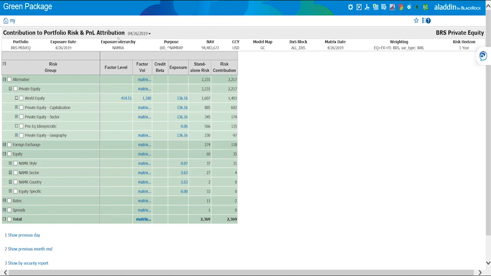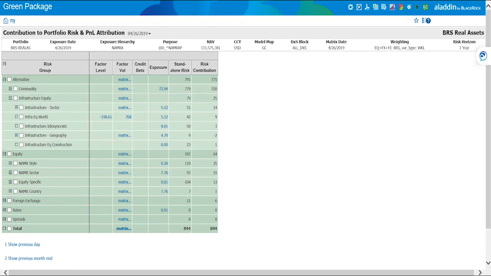In addition, private equity buyouts employ leverage while executing deals, which results in a higher risk level when compared to public equity investments. Next, we'll move on to the infrastructure model.